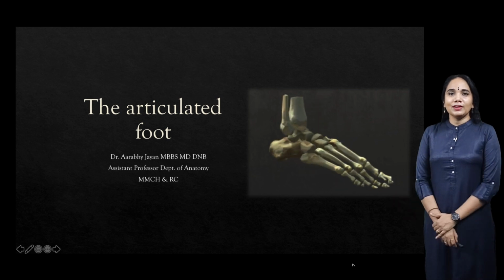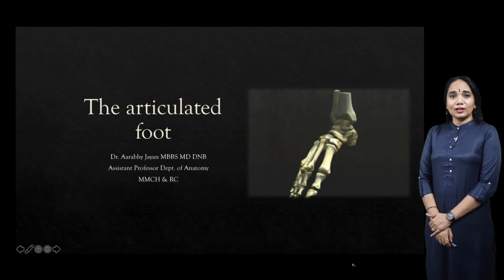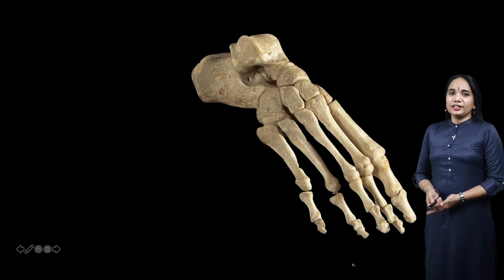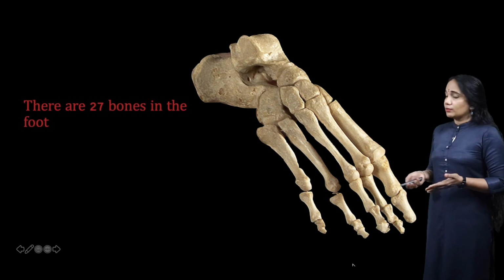Hello everyone, welcome to another episode of Let's Talk Anatomy, and today let's talk about the articulated foot. So the articulated foot consists of 27 bones and we can look at it from different angles.